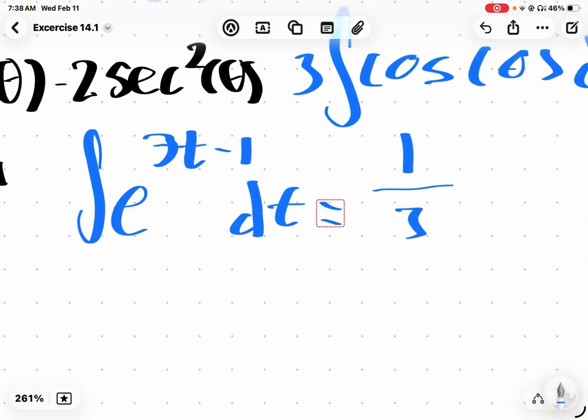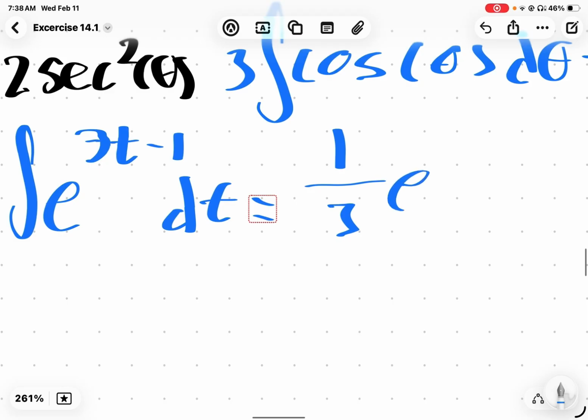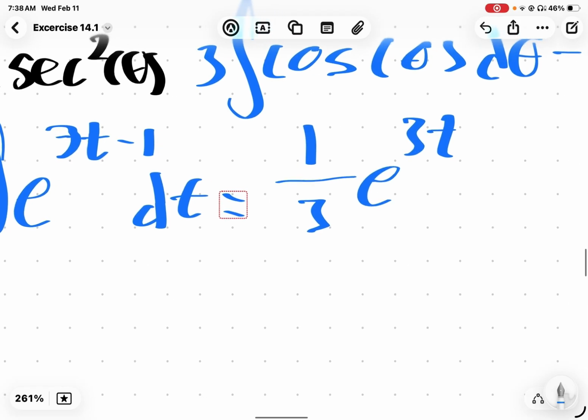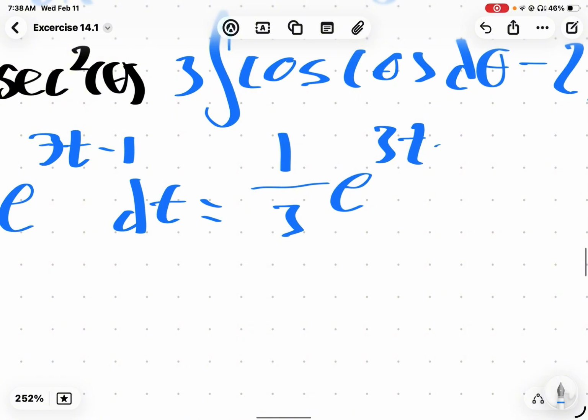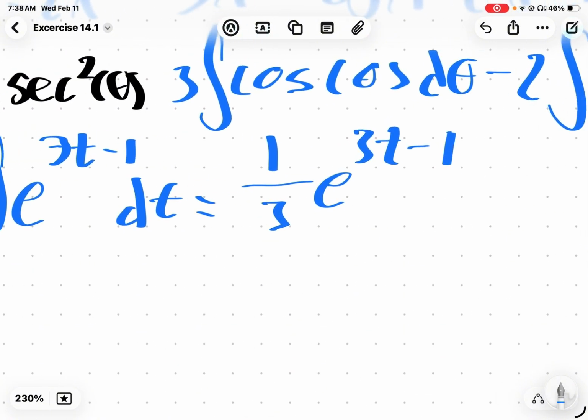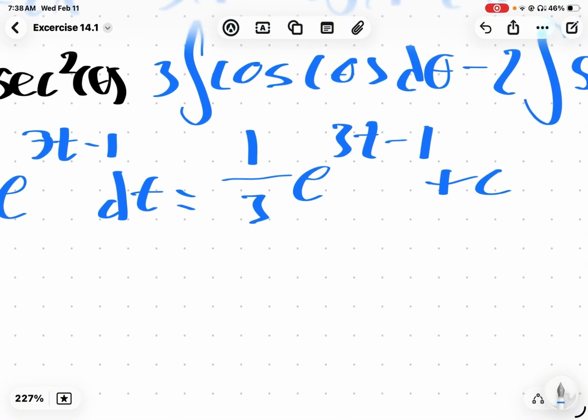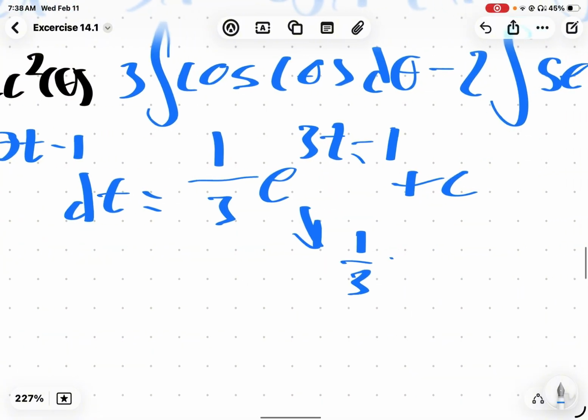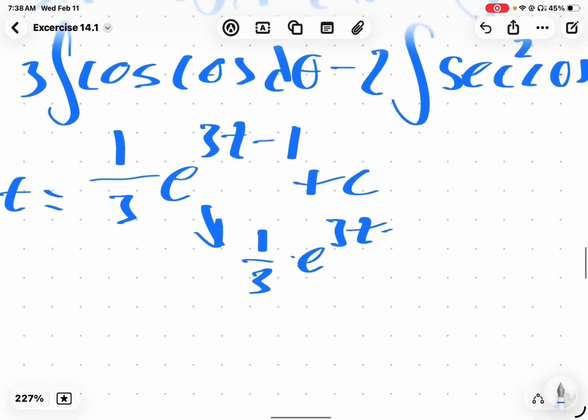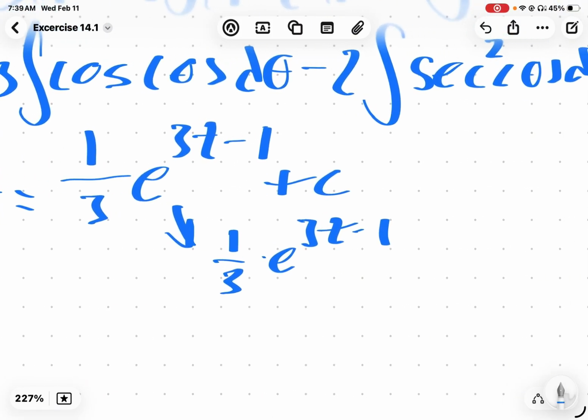So we just have to counteract that by saying 1/3 times e to the power of 3t minus 1, because that way we can double check this by taking the derivative of this. So the derivative of this would be 1/3 times e to the power of 3t minus 1, which stays the same, and then we have to use chain rule to multiply this times a 3, which would cancel these things out.